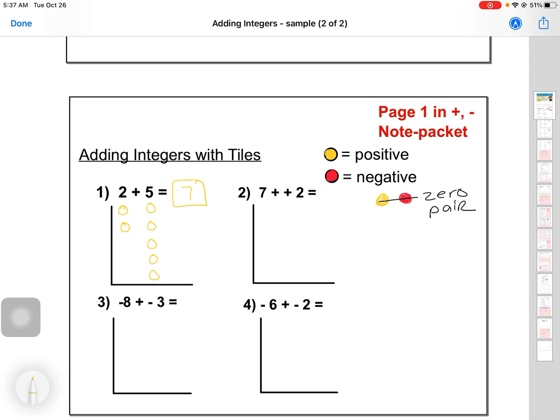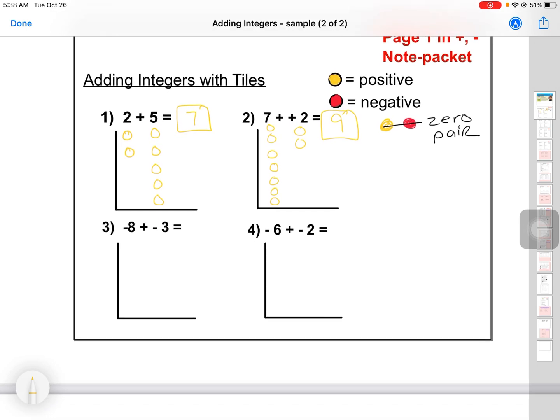So how many chips would be represented by this first number? And what color? If you said 7 yellow, you would be correct. So I have my 7 yellow. And then how many are represented by this next number? And what color? If you said 2, you'd be correct. Are there any 0 pairs that cancel each other out? Nope. So if we count them, 3, 6, 7, 8, 9, we know that 7 plus 2 is 9. All the chips are the same color. As basic as it is, it's giving you a visual to help you understand integers.